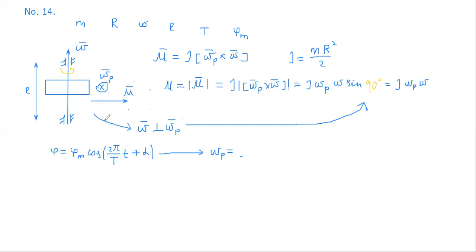The connection is a derivative: d phi by dt, of phi m cosine of 2 pi divided by T times t plus alpha.